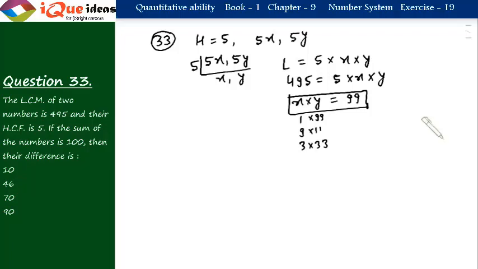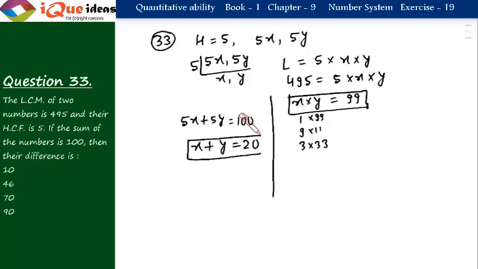But 99 into 1 is the same as 1 into 99, 11 into 9 is the same as 9 into 11, and 33 into 3 is the same as 3 into 33. So it doesn't matter. Now there is another condition that says the sum of the numbers is 100. So that means 5x plus 5y is equal to 100. This is the other condition. If you divide by 5, you will get x plus y equal to 20. So if you validate the three situations that we had, 1 and 99 will not add up to 20. 9 and 11 will add up to 20. 3 and 33 will not add up to 20.